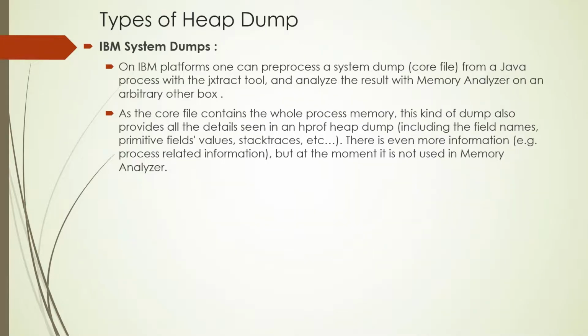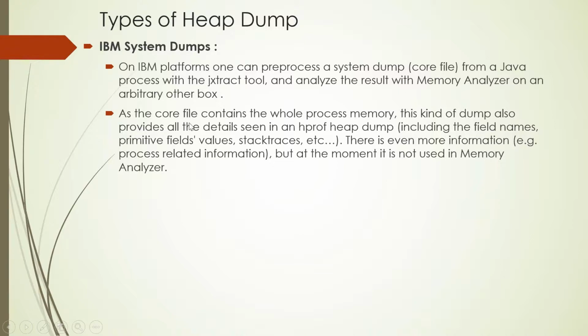Next is your IBM system dumps. As I already said, if your application is running on an IBM VM or IBM platform, it can produce a system dump. They call it a core file. They extract this core file from the Java process running on the IBM platform using the JExtract tool, and you can analyze these results afterwards with your memory analyzer on any other machine.